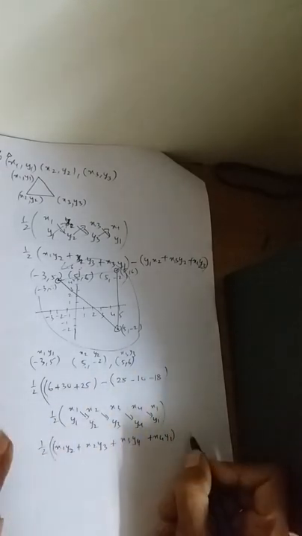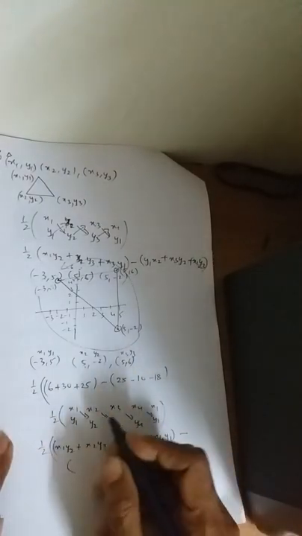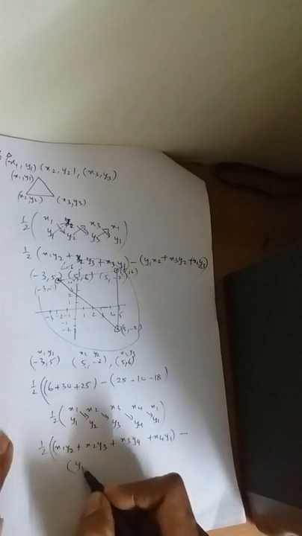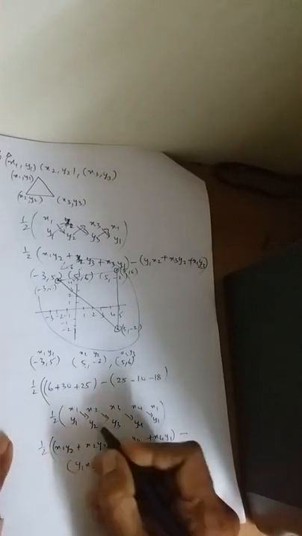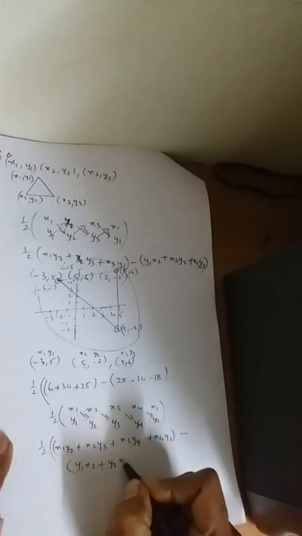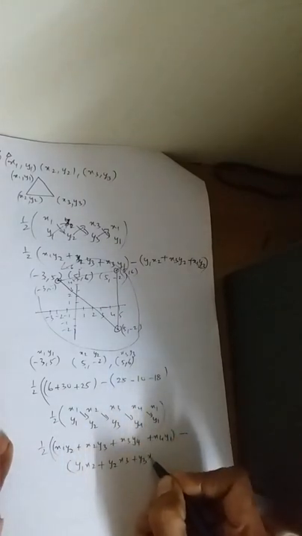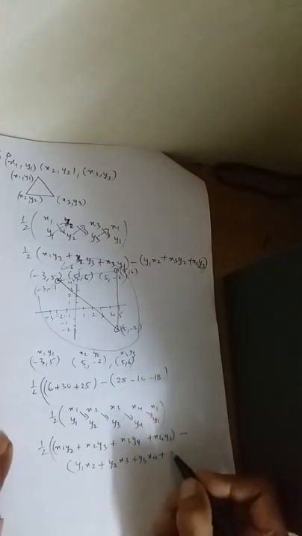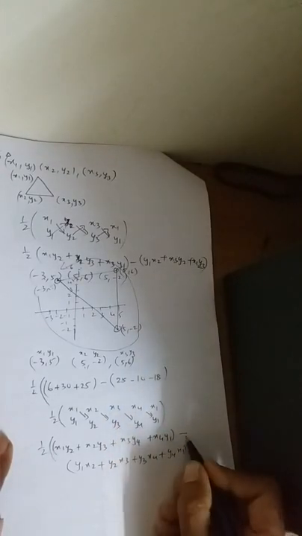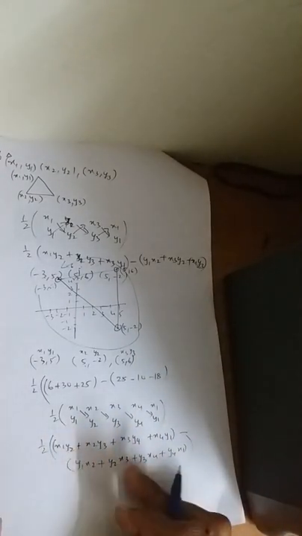First part. Minus the other diagonal. That is y1, x2 plus y2, x3 plus y3, x4 plus y4, x1. Okay. This is how the formula will be.